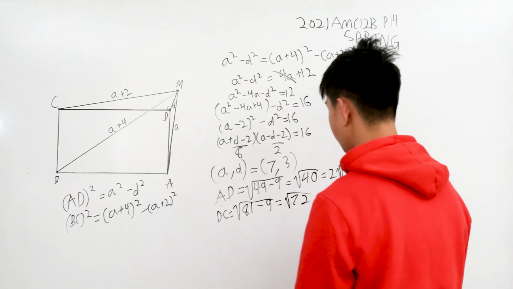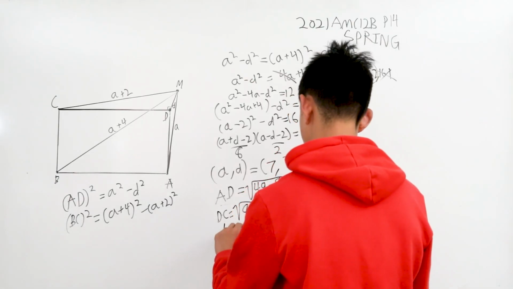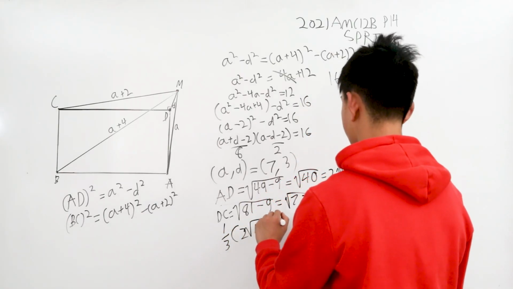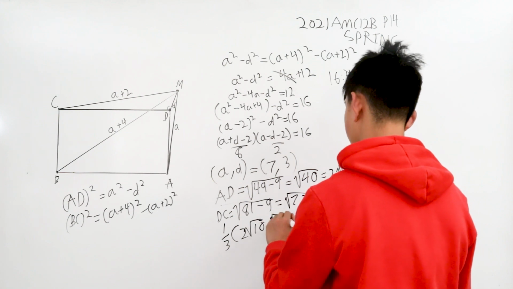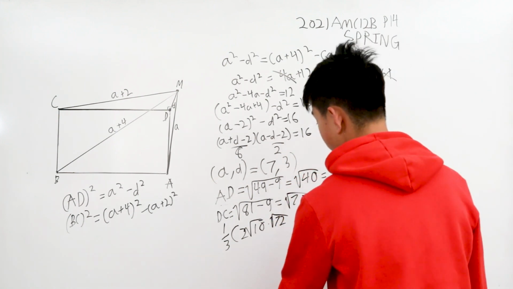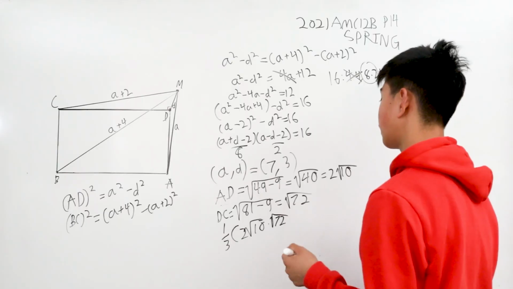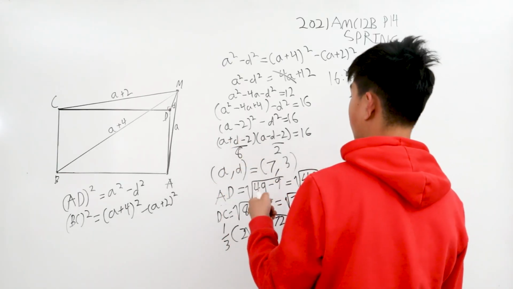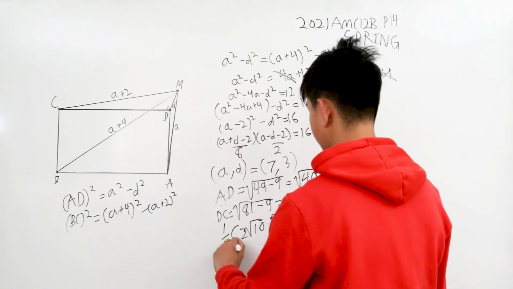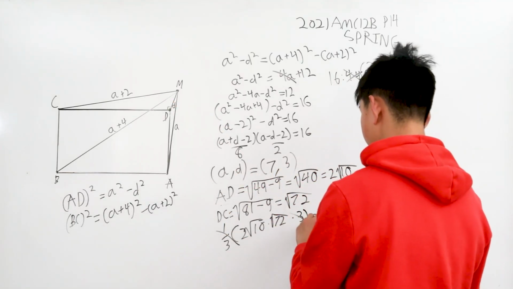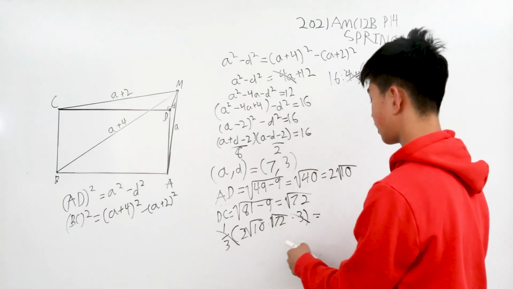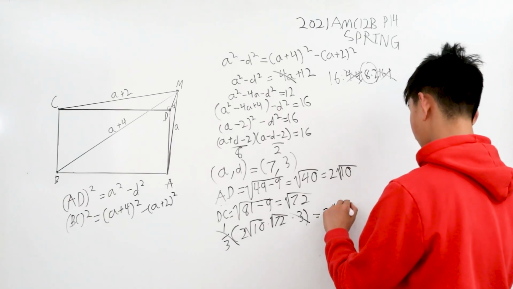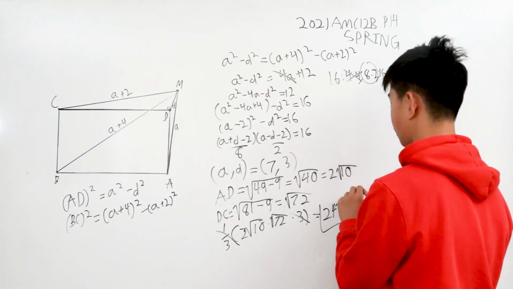And all you want to do is 1/3 times 2 root 10 times square root 72. I know square root 72 you can simplify more, but you just want to factor out and then multiply everything. Then you multiply by 3 because that's the height, d is equal to 3. These 3's then cancel out. So 2 root 10 times square root of 72 is going to be your answer, which is 24 root 5. So that's the volume of this pyramid.